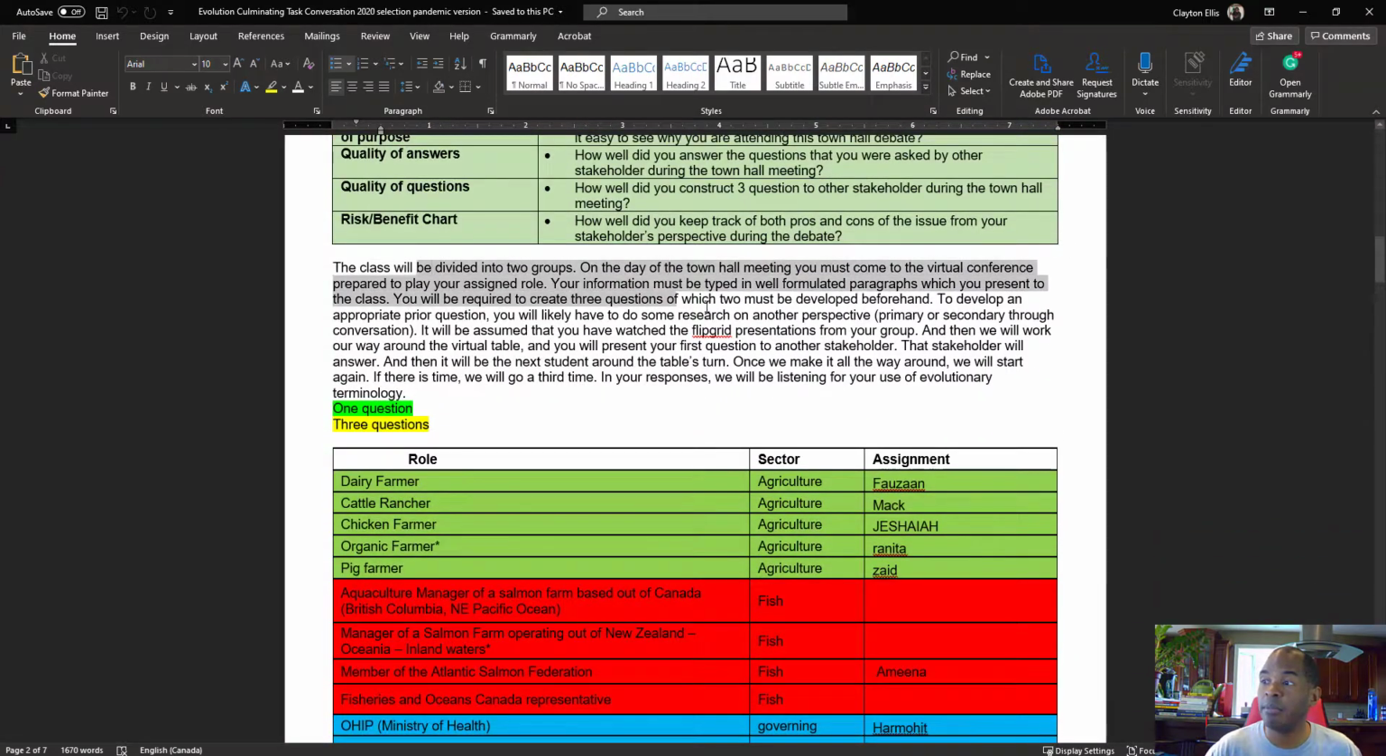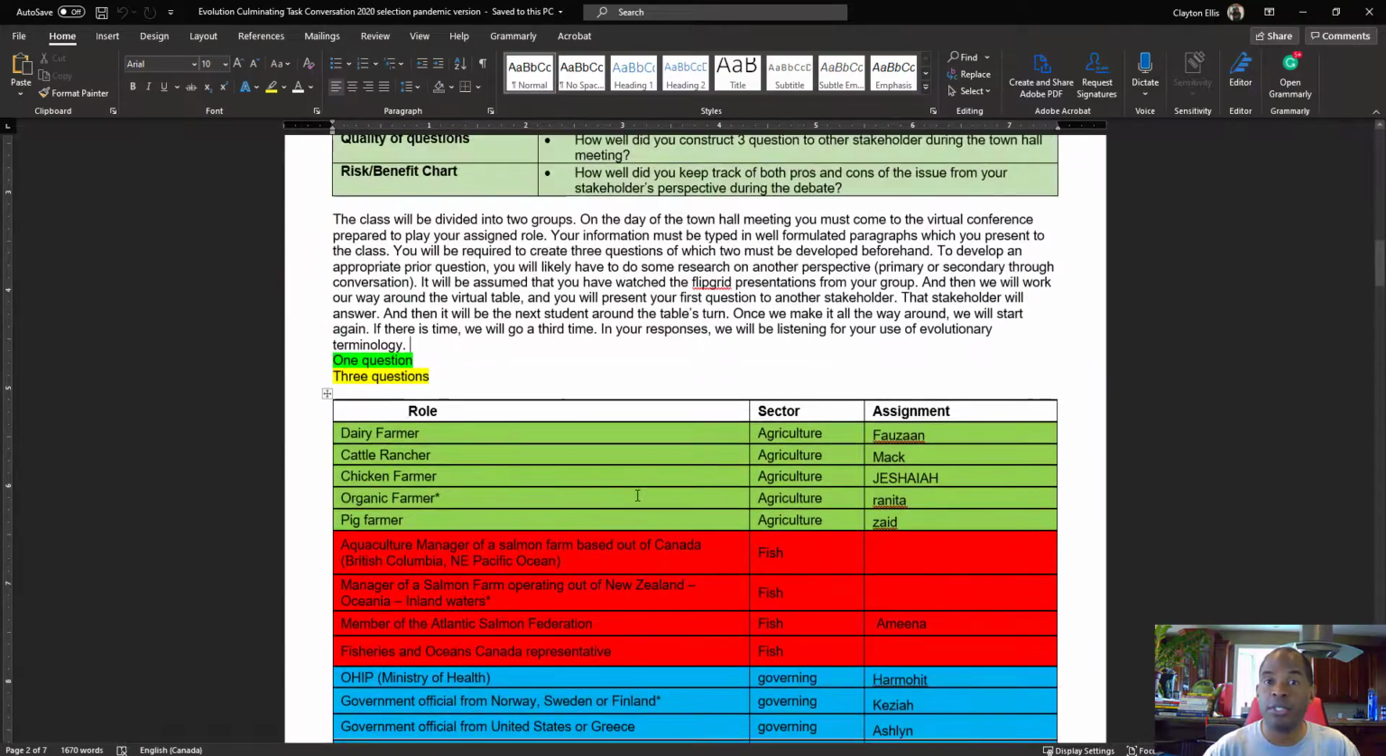This gives you more information about how the day is going to be set up. I'm going to talk about this during the live as well, but just to be clear, we're going to be in a group of about 13, and you're going to have 13 stakeholders representing 5 or 6 different sectors here. We're going to start at number 1 person, and you're going to pose your question.